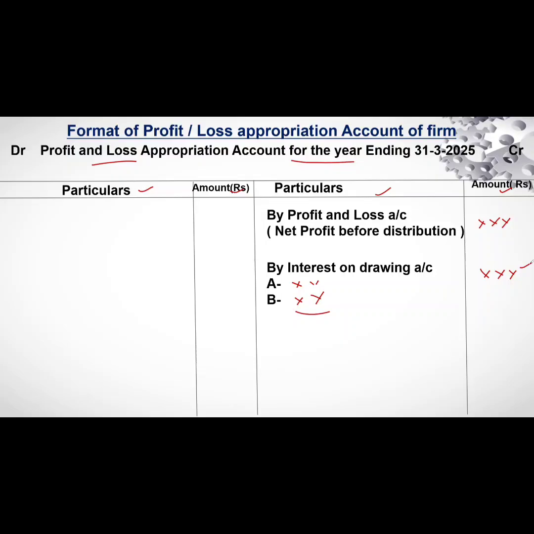Now there will be certain expenses that the firm has to meet. Now what are these expenses or the adjustments that have to be made?